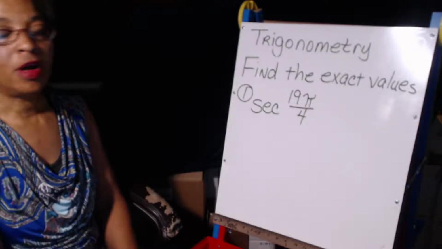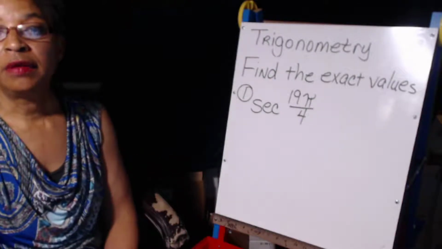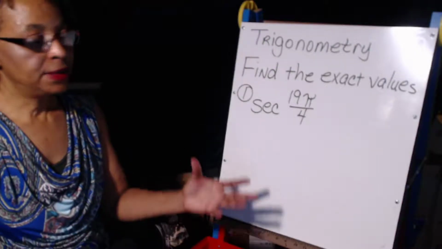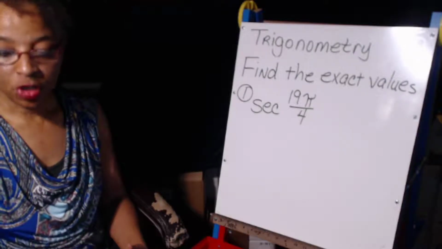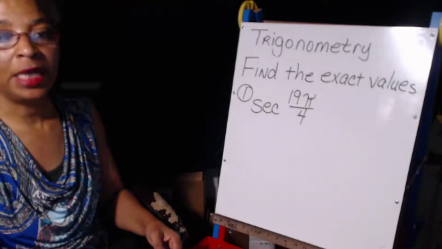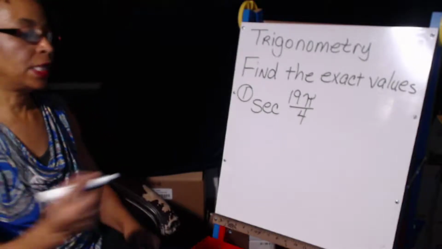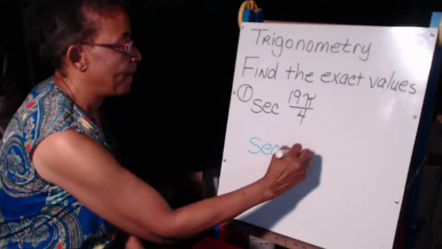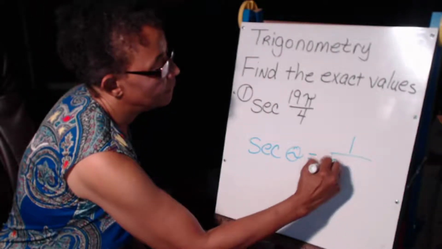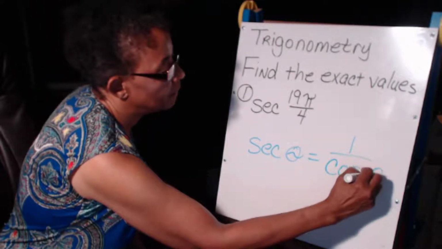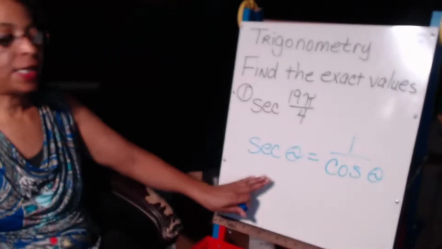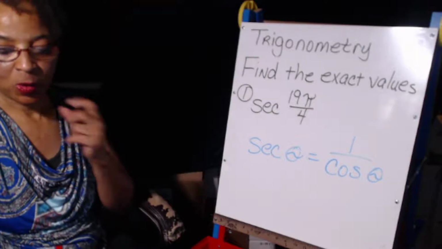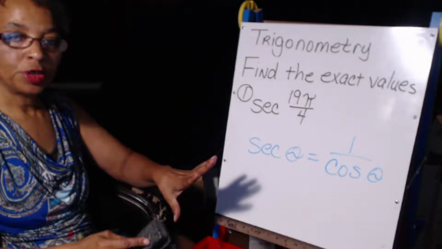So we're going to start off with the secant of 19 pi over 4. Recognize that the secant is actually 1 over cosine. So there is a relationship between secant and cosine. See, the secant of theta equals 1 over the cosine of theta. So that's what we're going to use.